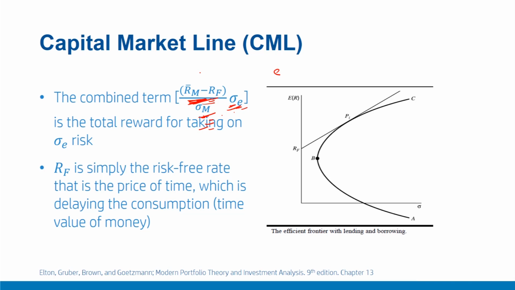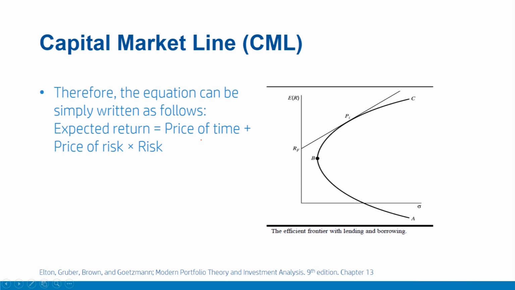In simple terms, the first term here, the RF, the first term is simply the price per unit of risk, and the second term is the risk. The combined term is the total return for taking the risk sigma E. So RF is simply the risk-free rate, that is the price of time, that is the return for delaying the consumption, or simply you can say reflecting the time value of money.